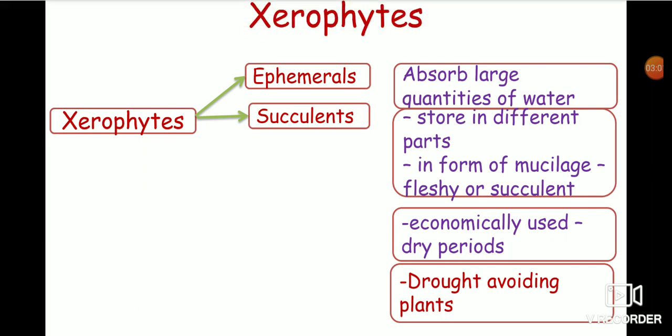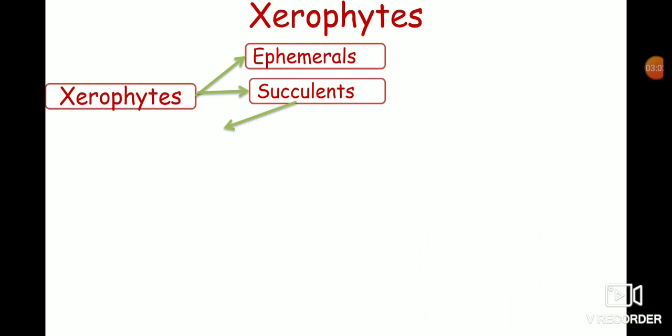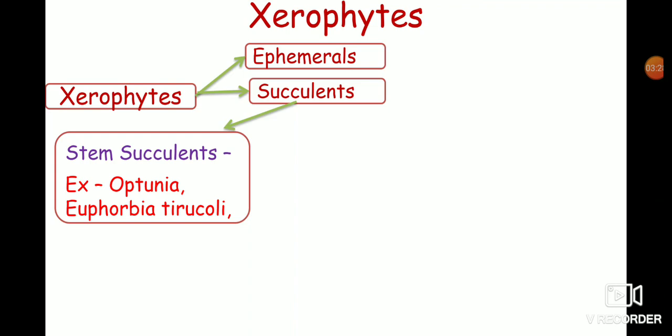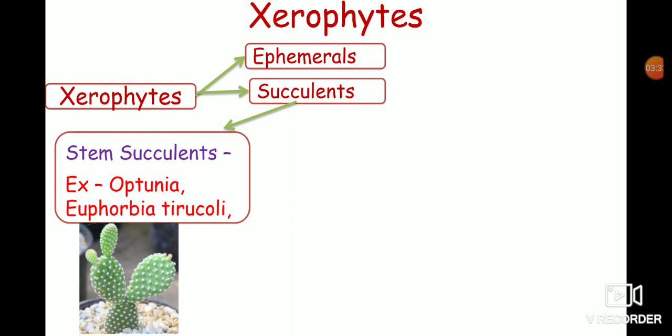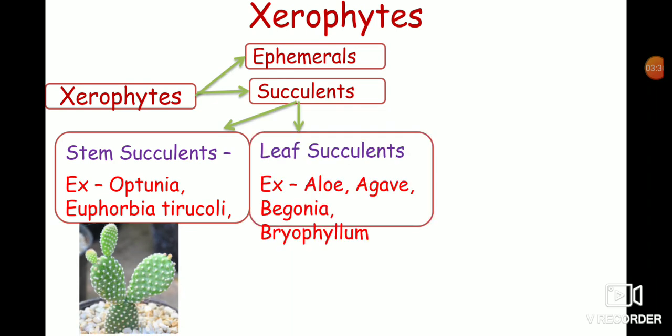In these succulents, the water becomes thick like mucilage. Depending upon the part of the plant where this water is stored, the succulents are of three types. First are the stem succulents. They store the water in their stem. Example Opuntia.